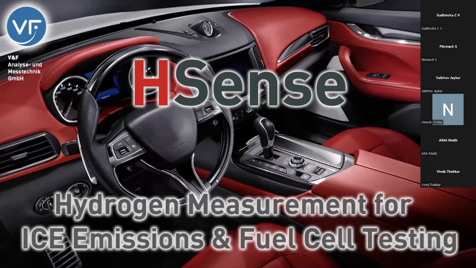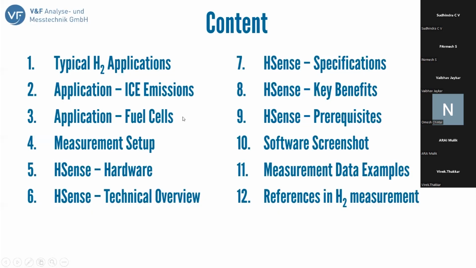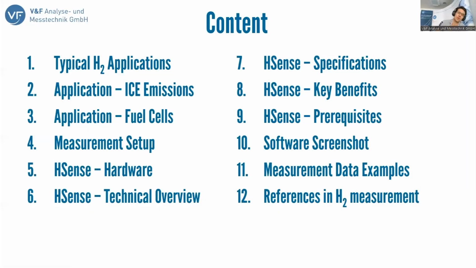Today we're going to look at an instrument that is built here in-house, which is called the HSense, as it's written here quite predominantly. The contents of this presentation range from typical applications where the measurement of hydrogen is necessary. We have adapted this instrument for different applications. There are usually two big fields that we service with this instrument: internal combustion engine measurements, and in recent years also fuel cell measurements.